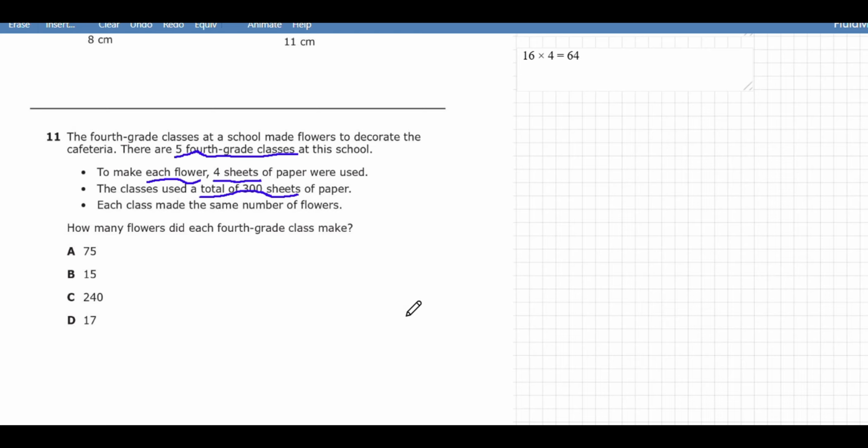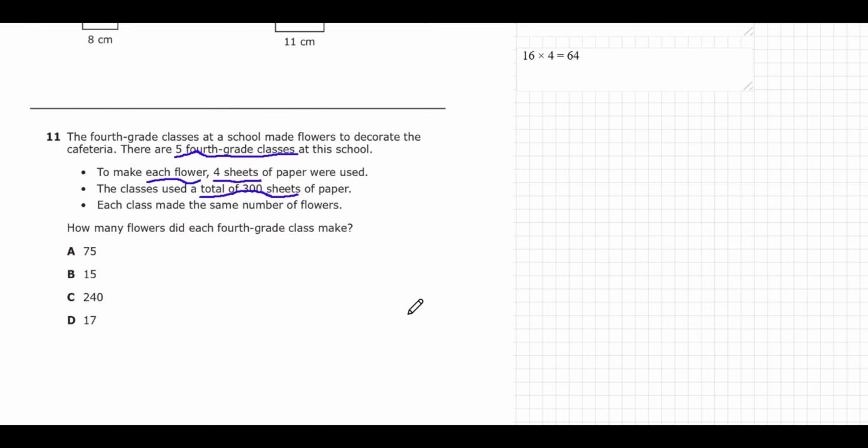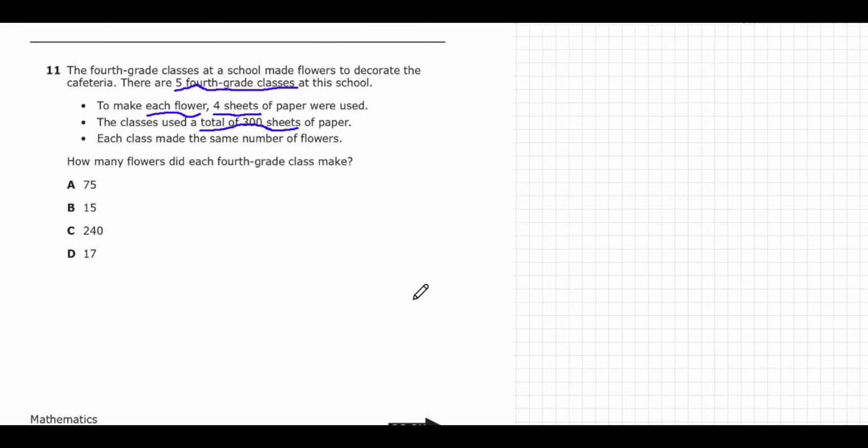To find the total flowers, we divide the total number of sheets of paper, which is 300, by the number of sheets used to make one flower, which is 4. The total flowers are 75. Then, divide the total number of flowers made, which is 75, by the number of classes making flowers, which is 5. The answer is 15. So B is the correct answer.